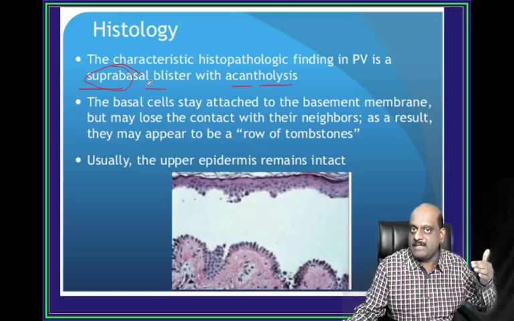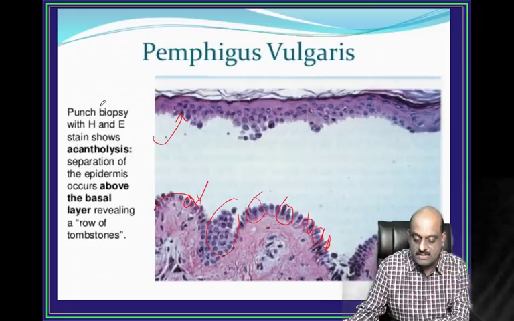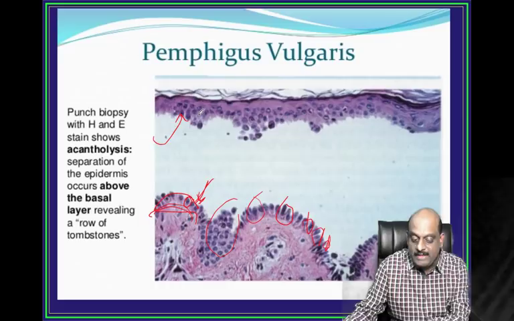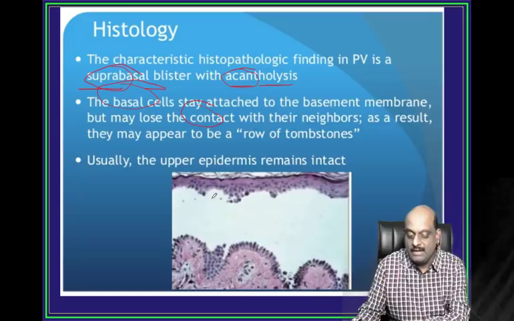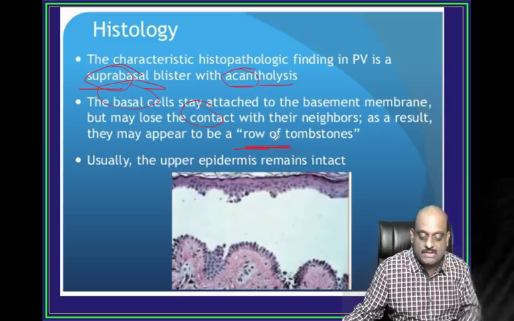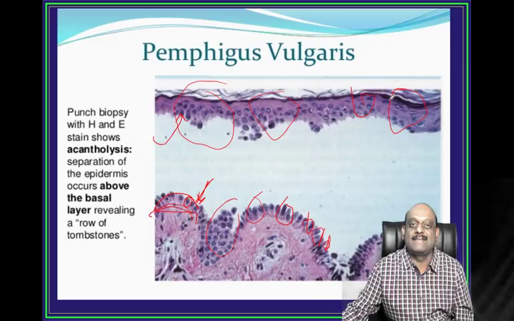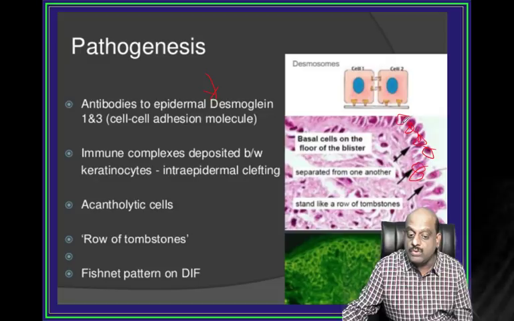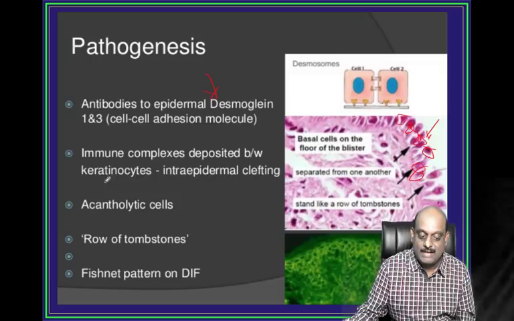And the basal cells, they remain attached to the basement membrane, they are not separated. And they lose contact with their neighbors. One cell, other cell lost the contact. And because of that, you get a row of tombstones appearance, is what you need to remember. And the upper epidermis remains intact. That is a point you need to appreciate. So here you can see the typical strand of the row of tombstones. Typically, they are separated from one another. That's what you are able to appreciate.